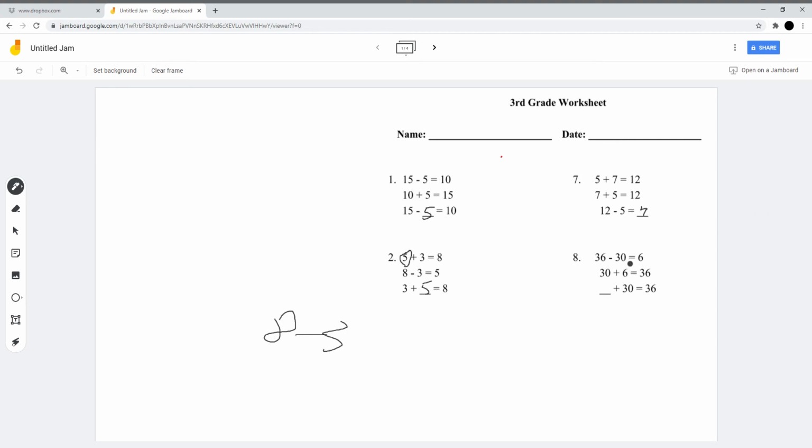36 minus 30 is 6. 30 plus 6 is 36. What plus 30 is 36? Again, just subtract 36 and 30. And the answer is 6.